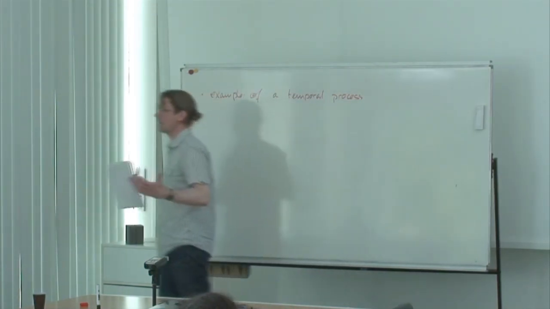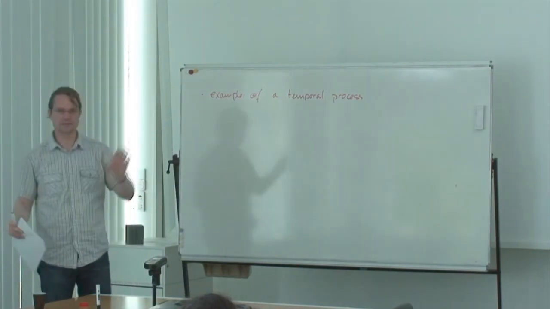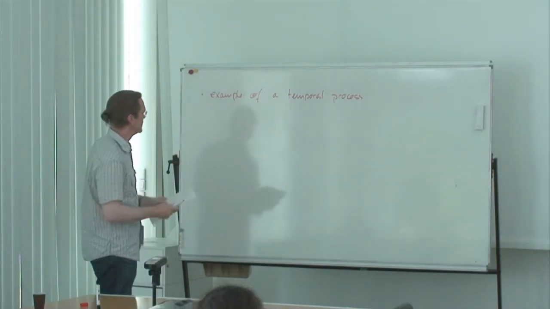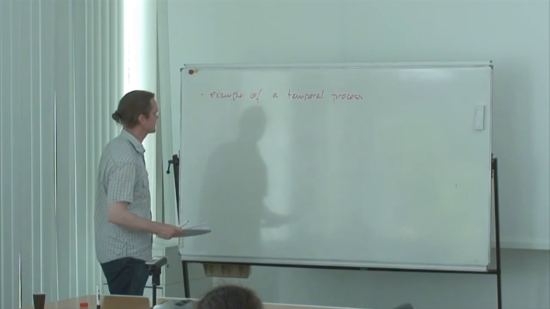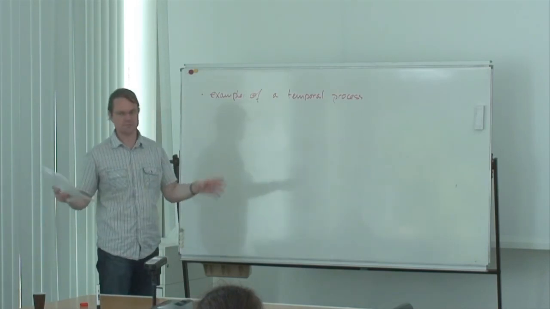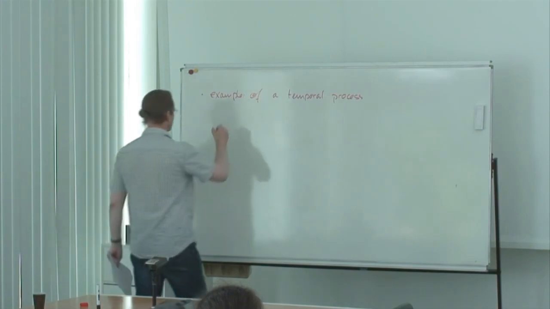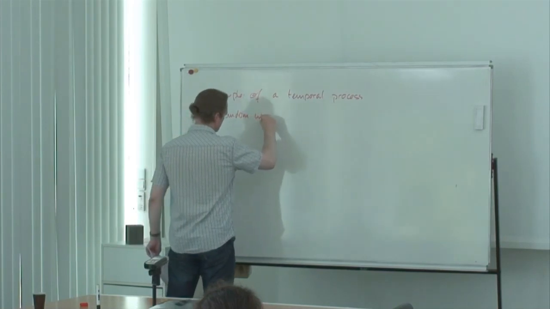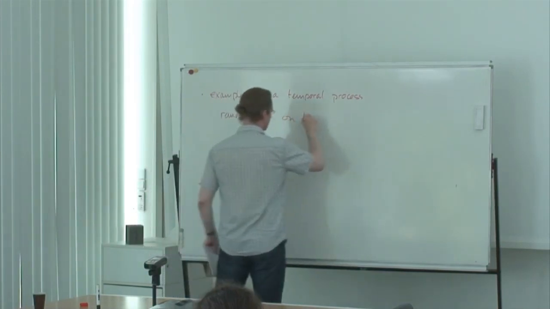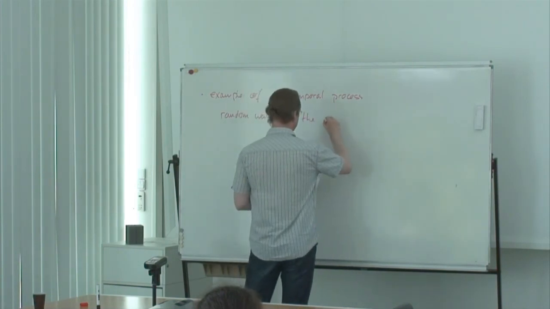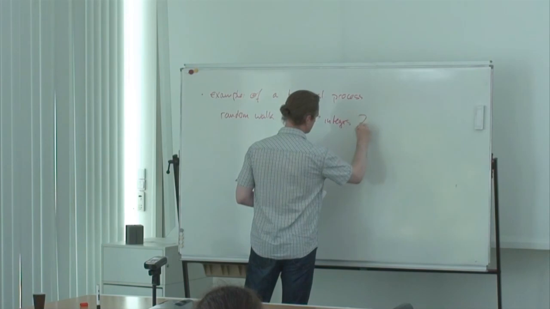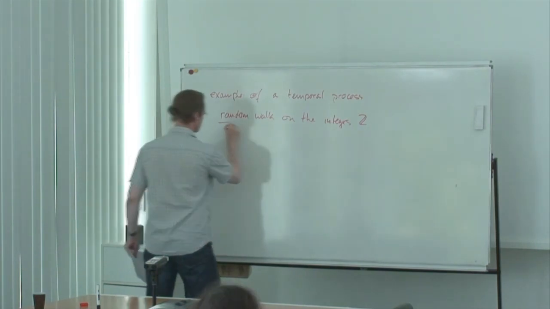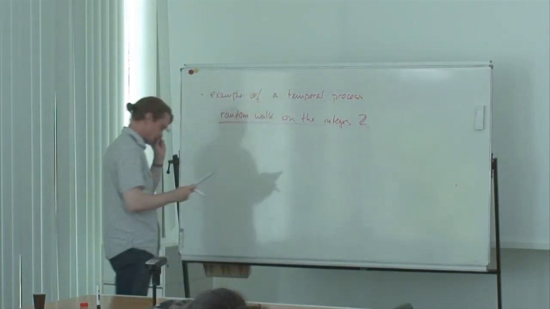I said we use Markov models, Markov chains to model and reason about temporal data, sequential data, temporal processes, sequential processes. A very famous such process, something that does not really happen in our everyday life, is called a random walk. A random walk on the integers, and by that I mean the set of whole numbers. So we're talking about a random walk on the integers.